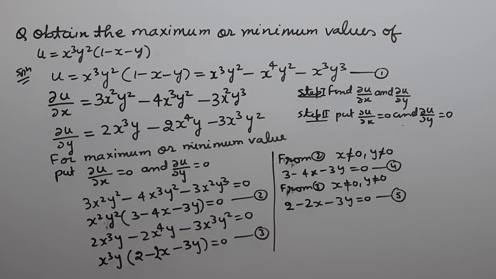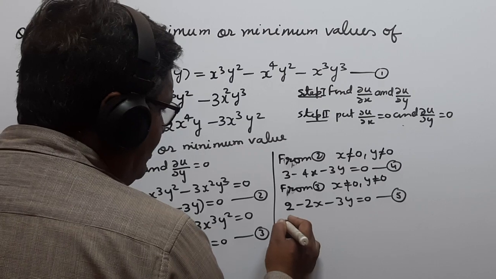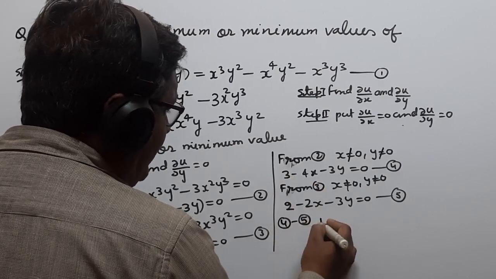Now solving these two equations 4 and 5, subtracting 5 from 4, we get 3 minus 2, which is 1.